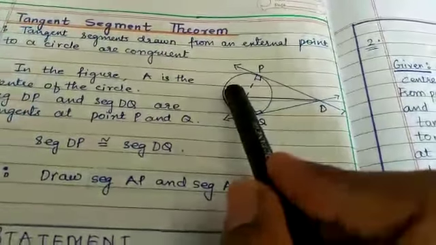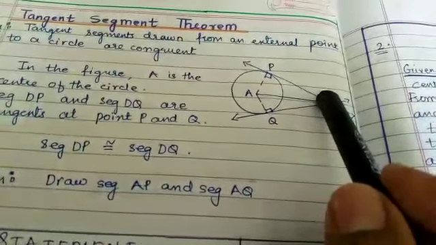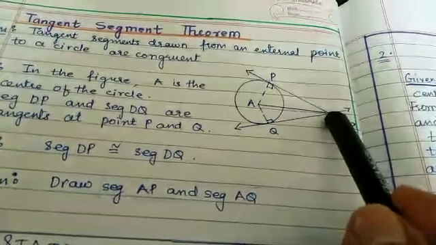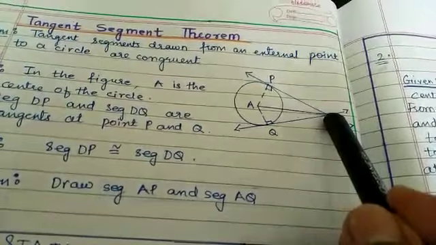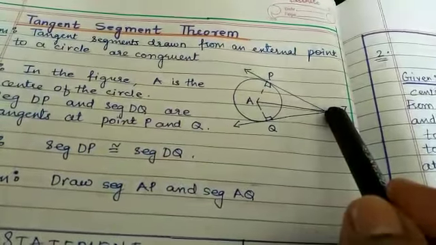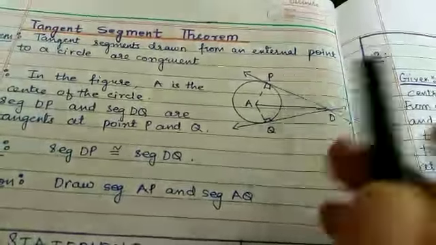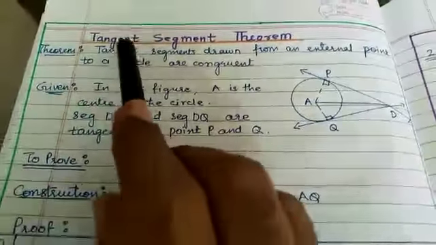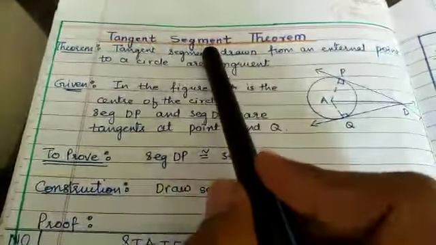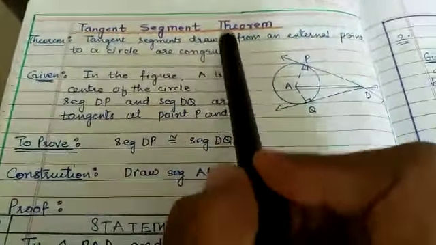और डी से हमने ए ड्रॉ किया लेकिन ये टेंजेंट नहीं है। What is the definition of a tangent? A line which intersects the circle in one point is called a tangent. So if a point lies in the exterior of the circle, outside the circle, then from that point how many tangents can be drawn? 2 tangent segments can be drawn. One is DP and one is DQ. Okay students, now what does this theorem say? Tangent segment theorem: tangent segments drawn from an external point to a circle are congruent.